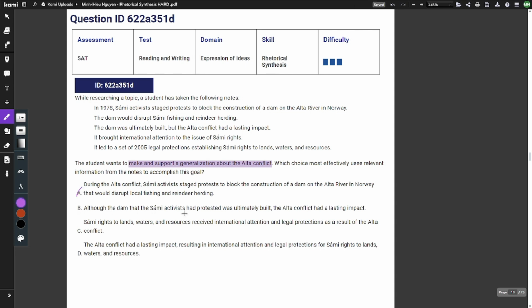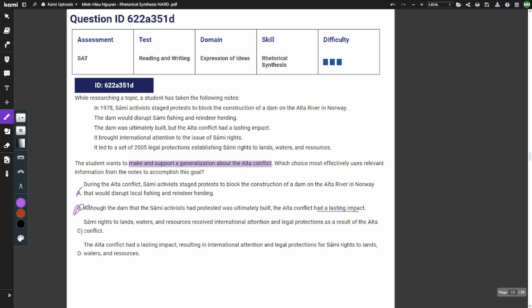B. Although the dam that the Sami activists had protested was ultimately built, the Alta conflict had a lasting impact. So this does make a generalization. It said that it had a lasting impact. However, it doesn't really support it at all. It doesn't say how it had a lasting impact. If anything, it had like the exact opposite of an impact. I mean, the whole reason they were protesting was to block the construction of the dam, and the dam was still built. So like, what was the point of the protest?